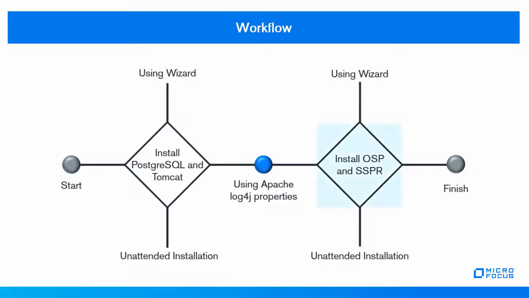Step 3. Install OSP and SSPR components using the wizard, or you can also do a silent installation. After installing these components, install and configure the identity applications to use single sign-on access and password management functionality.